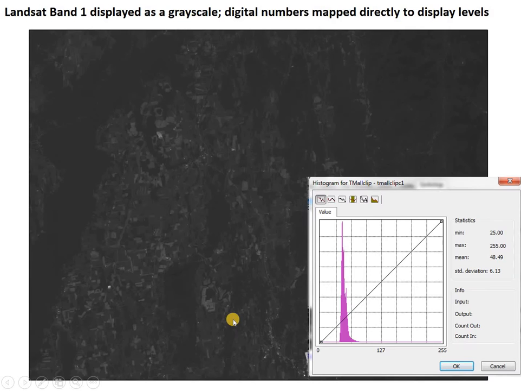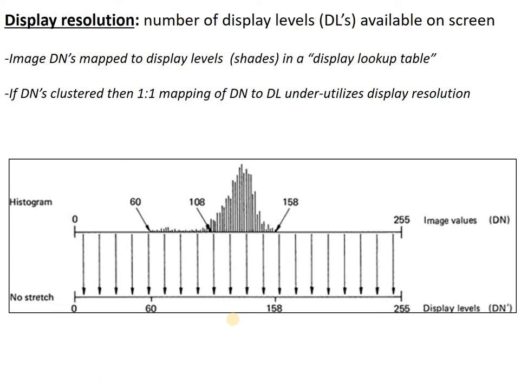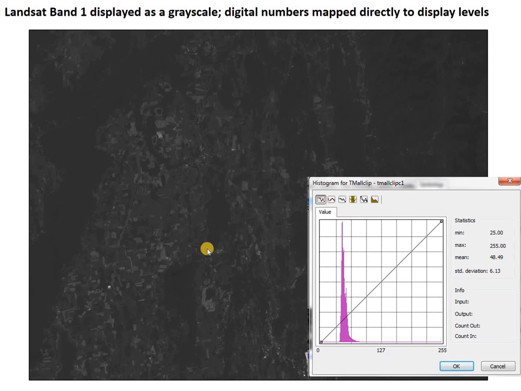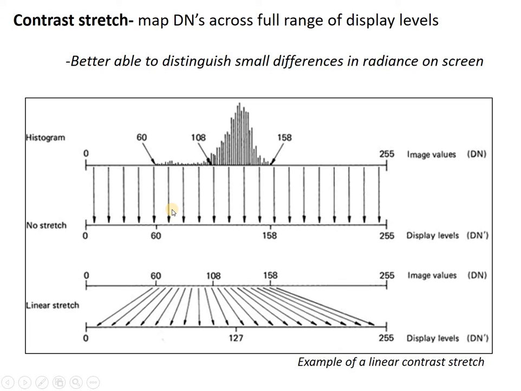So a contrast stretch, getting ahead of myself. So here's what it looks like. If we were to take our Landsat image of the Vergennes area and just do a one-to-one digital number to display level, here's what it looks like. Here's our histogram of digital numbers, and here's what it looks like if you display it that way. You can't see anything because you're only using a small range of those grayscale shades. So now we bring in the idea of a contrast stretch.